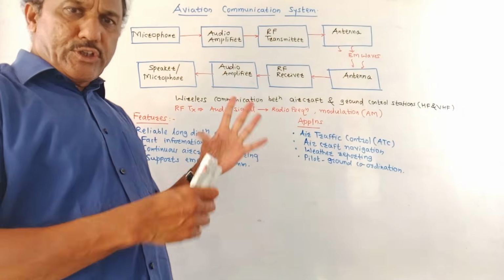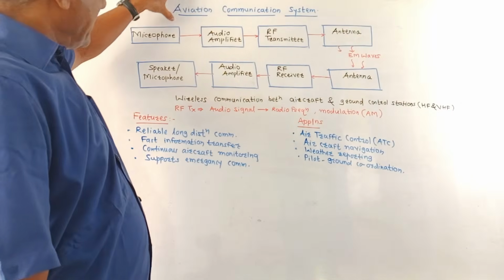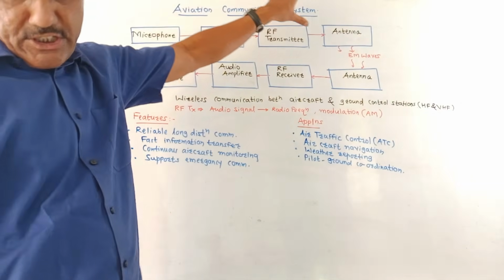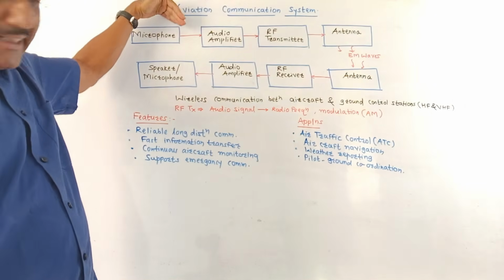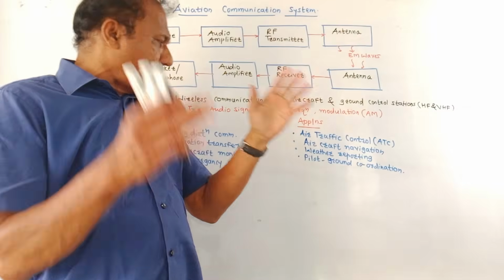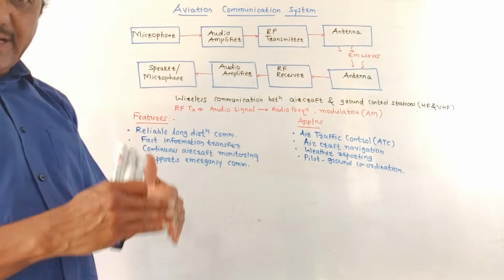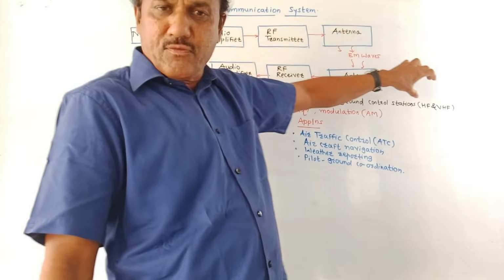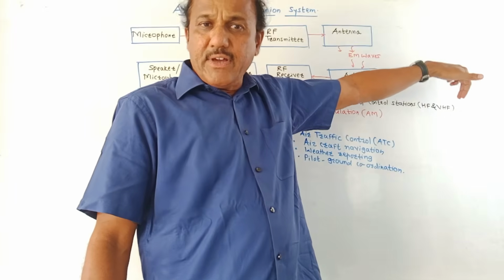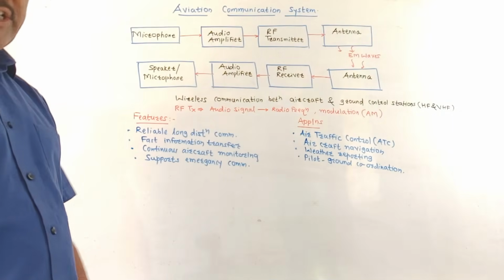Dear students, today's topic is aviation and marine communication system. Presently, we are talking about aviation communication system. So, this type of communication, as the name indicates, is aviation communication. That means it is a wireless communication that is used between aircraft and ground control stations. It makes use of high frequency or very high frequency range, and in this case amplitude modulation is used.